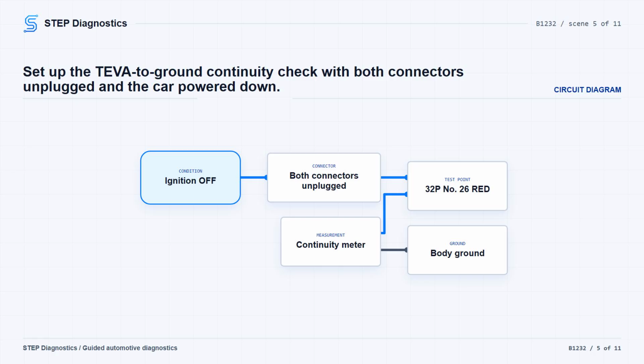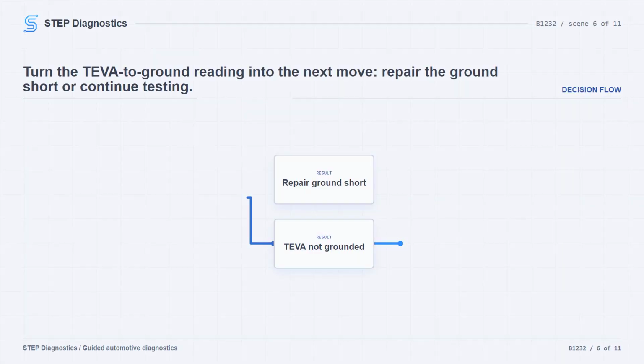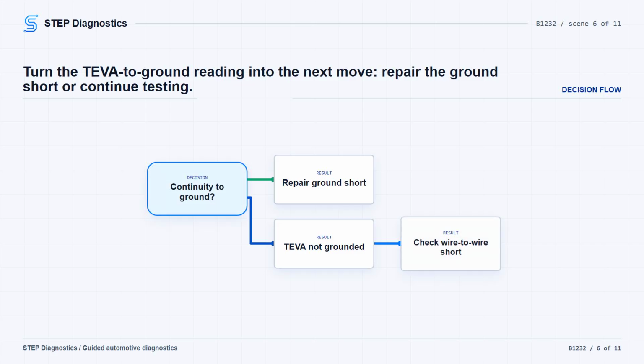Now check continuity on the TEVA circuit between climate control unit 32P connector No. 26, the RED wire, and body ground. If there is continuity, repair the short to body ground in the wire between the climate control unit and the evaporator temperature sensor. If there is no continuity, the TEVA wire is not shorted to ground, so move to the next check.